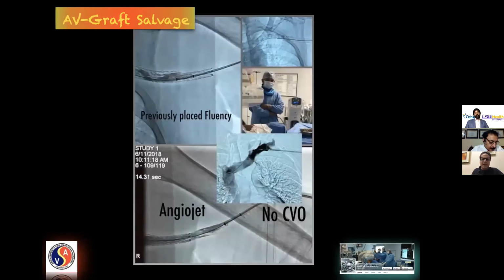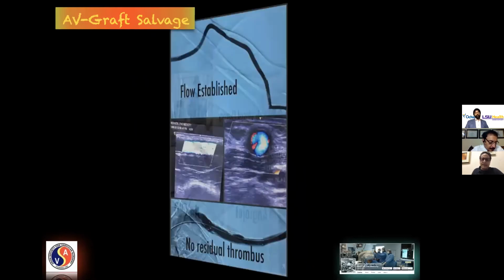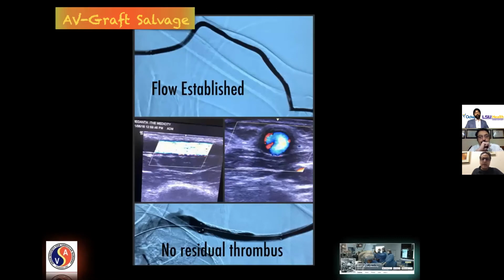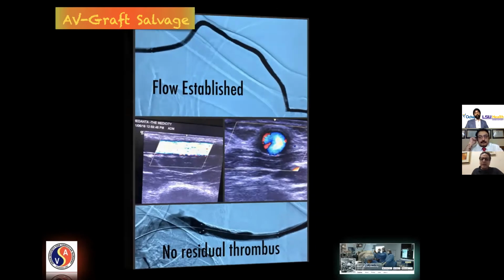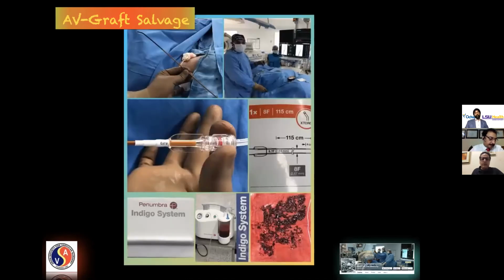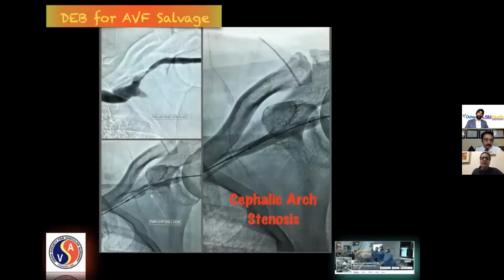So what you see is a patient who had a previously placed Fluency at the venous anastomosis. Because of the extensive pressure post dialysis, the graft got thrombosed. What we did was place a cannula, give some thrombolytic agent, then use AngioJet. On table, you can establish the flow and you don't lose anything. On Doppler, you can confirm good flow established. And the best part is you can send these patients back for dialysis immediately post-procedure. This is Penumbra being used for salvaging a fistula.